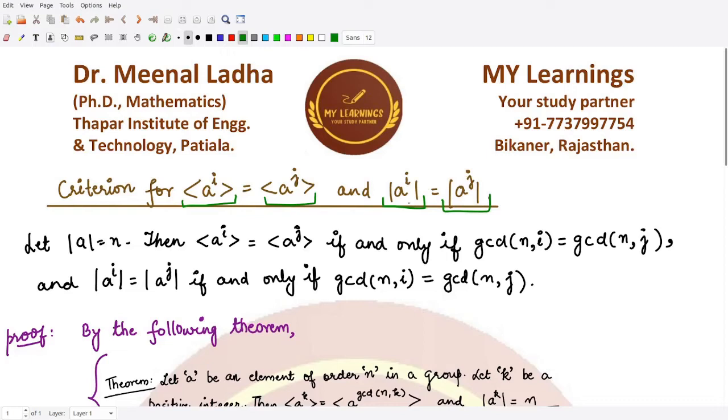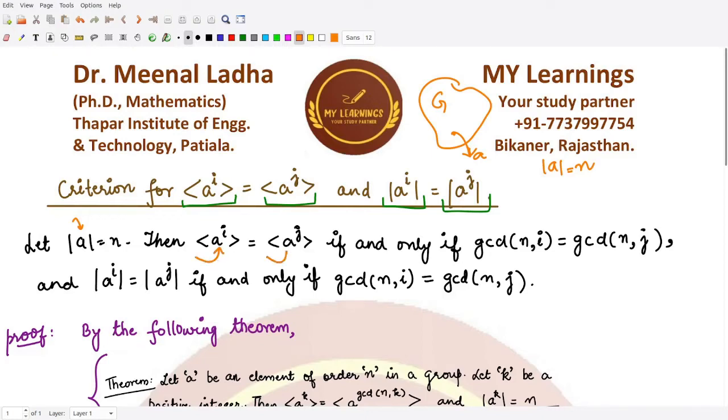So the result here tells us that if the order of some element a is equal to n, so that means we are in some group G. From this group we are taking one element which is a, and we are saying that the order of this element is equal to n, right?